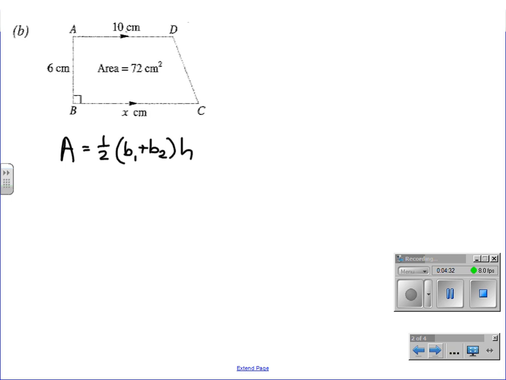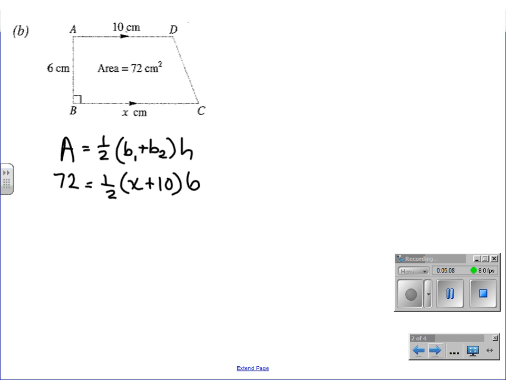Step 2 is substituting in what you know. So help me figure out what I can substitute in. What's something I can sub in here? Base 1, base 2. Base 1's X, and base 2 is 10. Okay. What's something else I can sub in, Julian? The area is 72 centimeters squared. Good. And what about H? Jack? The height is 6. The height is 6. Okay, so I substituted everything in.